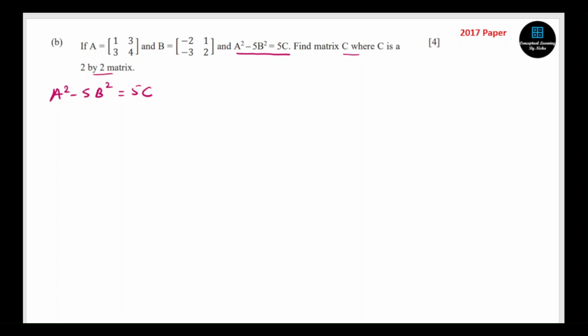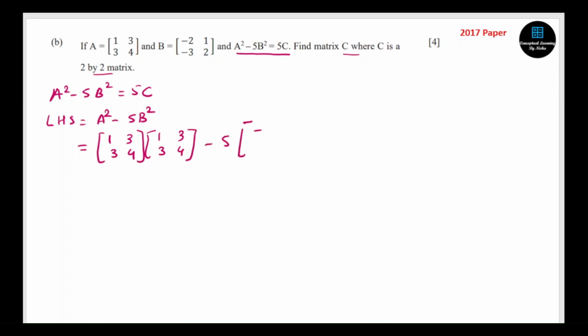So now I'll find this. Okay. I'll take LHS, which is nothing but A square minus 5B square. Now I'll find this value by putting this. So [1, 3; 3, 4] into the same [1, 3; 3, 4], minus 5 into [minus 2, 1; minus 3, 2]. Same matrix, [minus 2, 1; minus 3, 2].